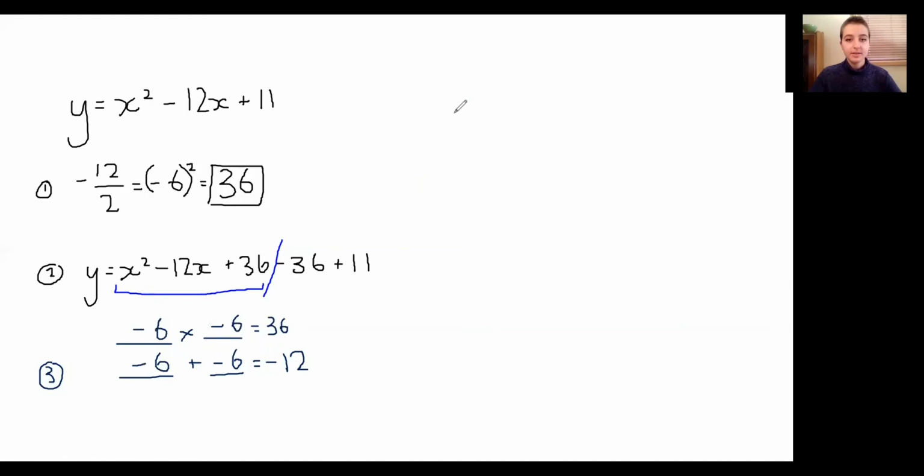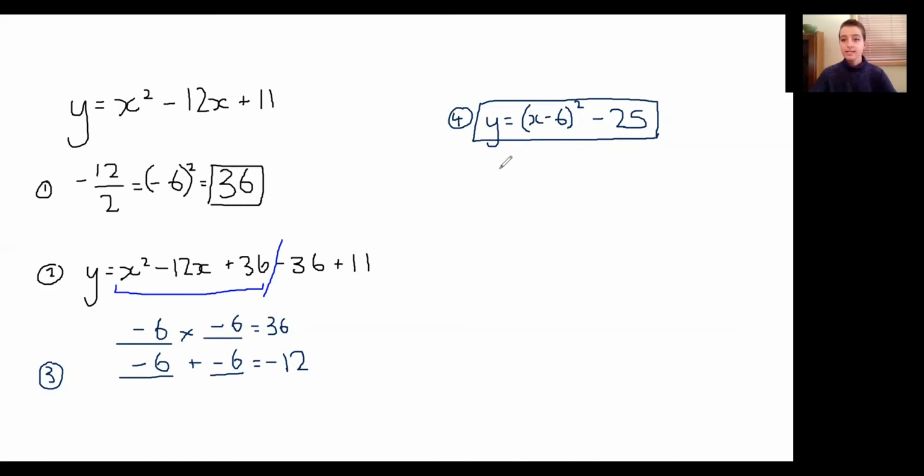Great. So in our brackets, we're going to have y equals x minus 6 all squared. Don't forget those brackets. And then minus 36 plus 11 is negative 25. And we have completed the square. And you always put a box around your final answer, because in a test, it's a really good habit to get into, because the examiner will see very clearly what your final answer is.